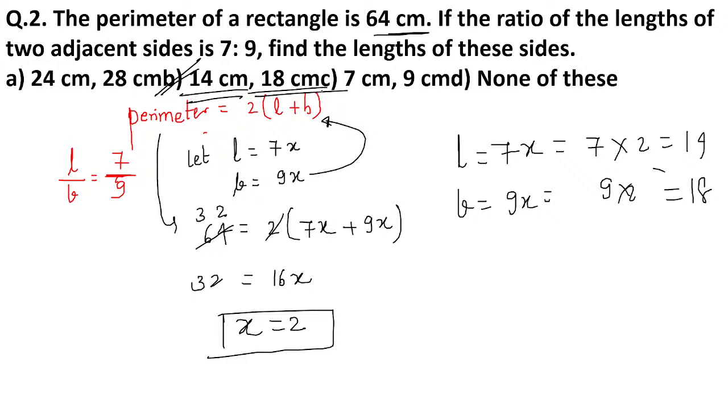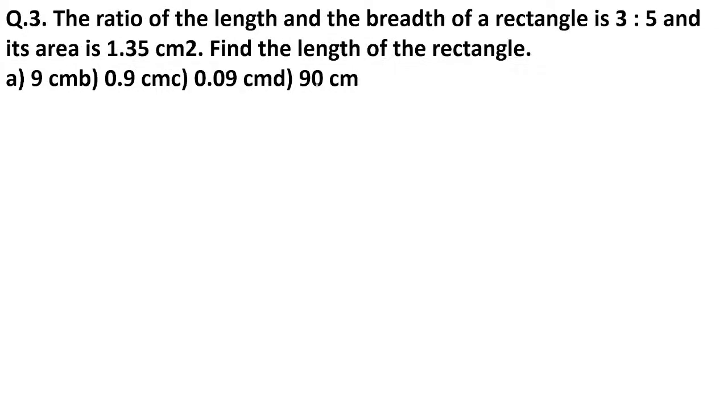Is everyone clear with this category? Fast. Is the concept crystal clear? Type fast and tell me the answer of the next question. The ratio of length and breadth of a rectangle is 3:5 and its area is 135 centimeter square. Find the length of the rectangle.